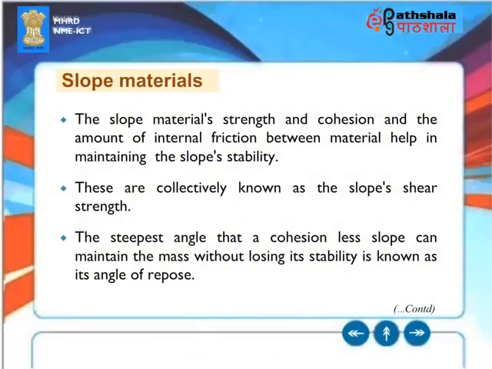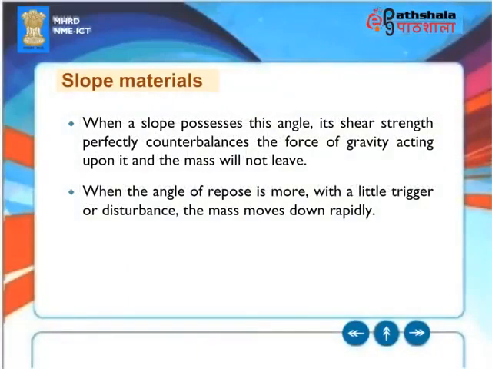Slope materials. The slope material's strength and cohesion and the amount of internal friction between material help in maintaining the slope's stability. These are collectively known as the slope's shear strength. The steepest angle that a cohesionless slope can maintain the mass without losing its stability is known as its angle of repose. When a slope possesses this angle, its shear strength perfectly counterbalances the force of gravity acting upon it, and the mass will not leave. When the angle of repose is more, with a little trigger or disturbance, the mass moves down rapidly.